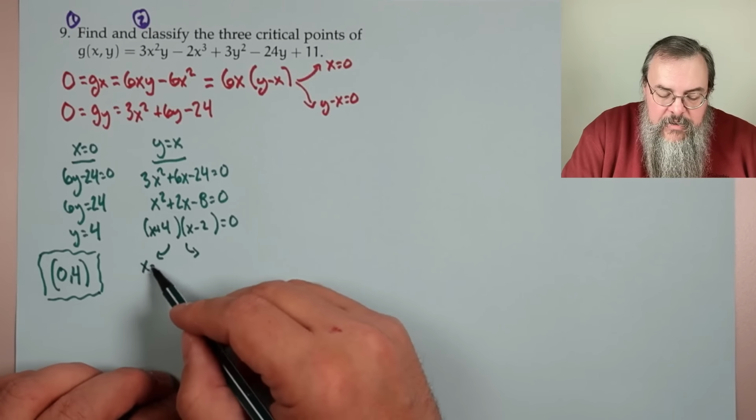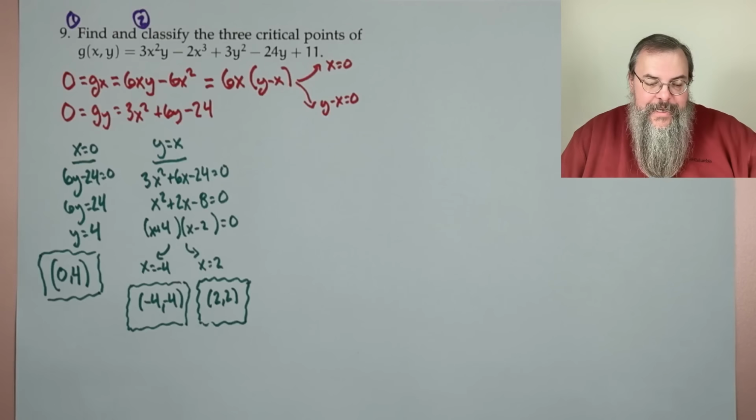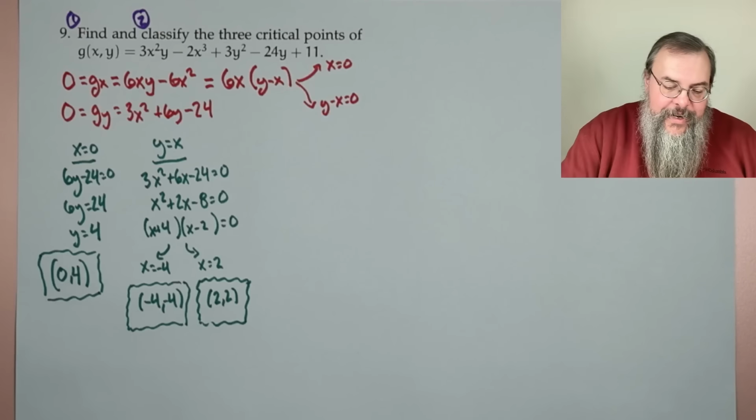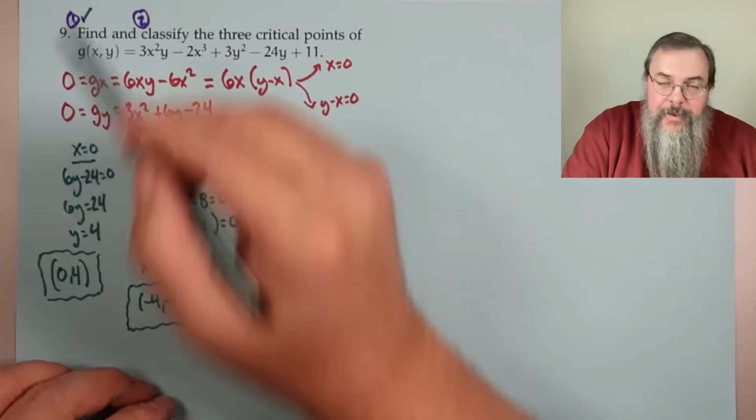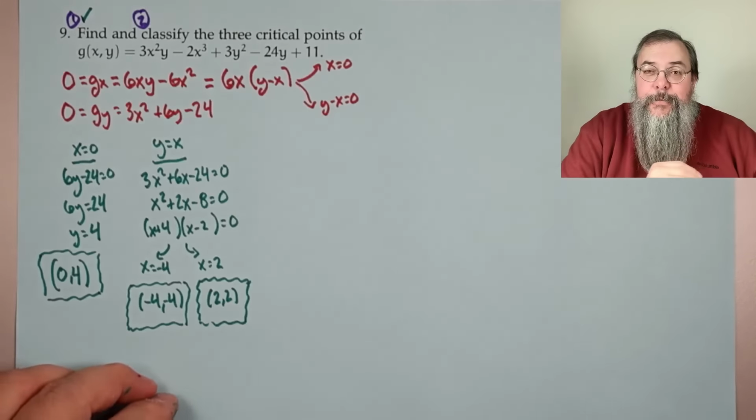A third point. We said we needed 3, and we got 3. Look at us getting 3 critical points. We're doing great. And we still have plenty of space left to do the second part. Let's celebrate by checking off that we've done our find. We have found our critical points. Nice.